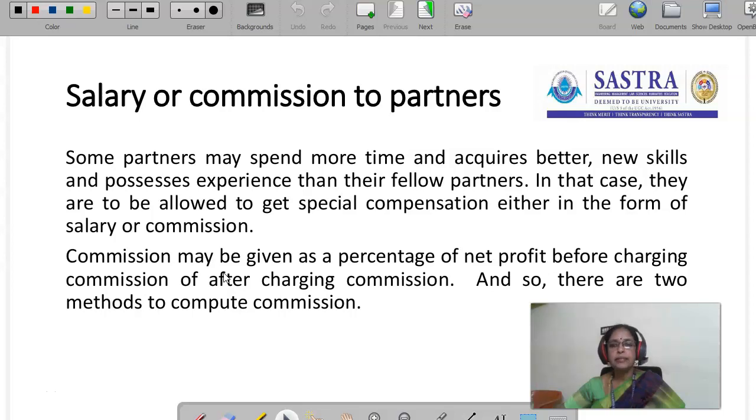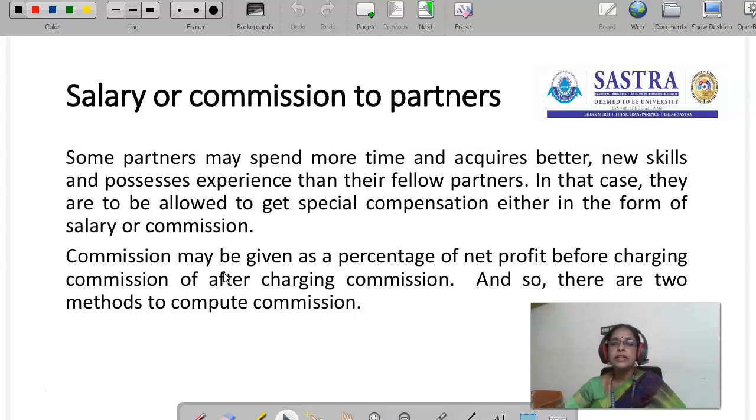Partners may have time or interest, or possess new skills or talent, and they spend more time to manage the business. The firm uses their skills and time to get more profit. They run the business in a successful way, and so they have to be paid compensation either in the form of salary or in the form of commission.